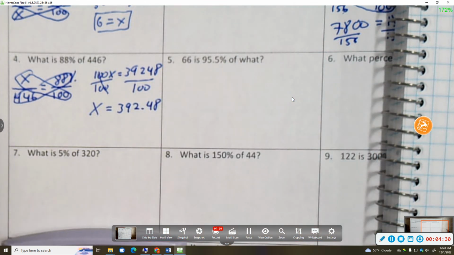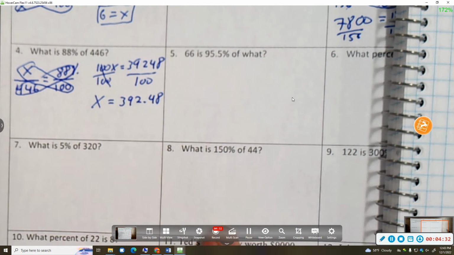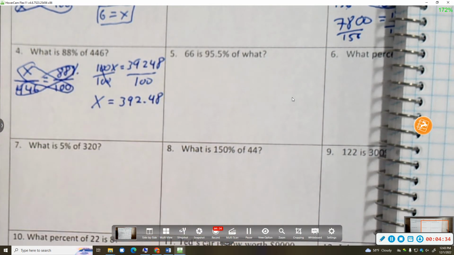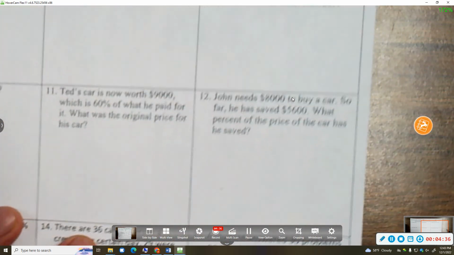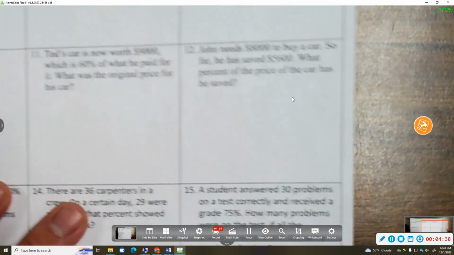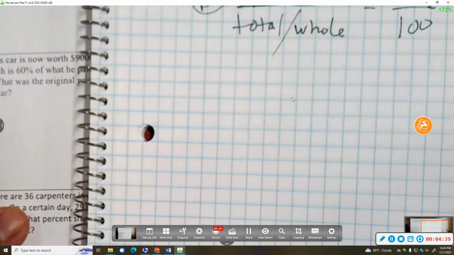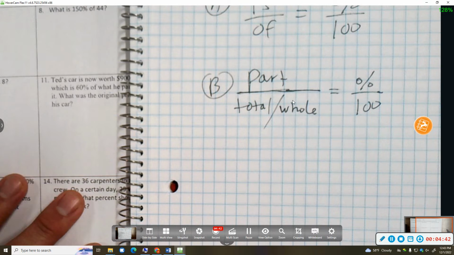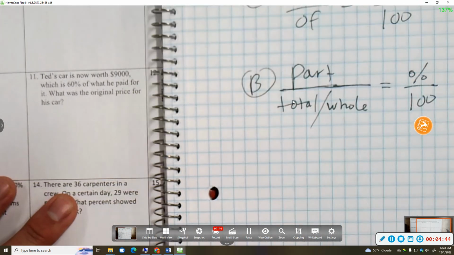Again, we can use this formula when it's not a word problem, which is problems 1 through 10. Okay. But let's go all the way to 11. Since 11 is a word problem, I know I'm going to work on the second formula, B. Let me zoom out so you can see a bit better. Okay. So we're going to use this one here.